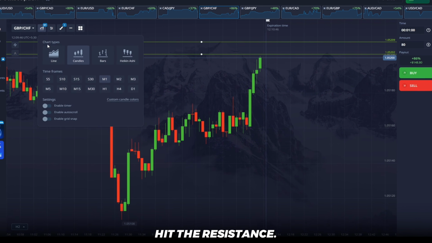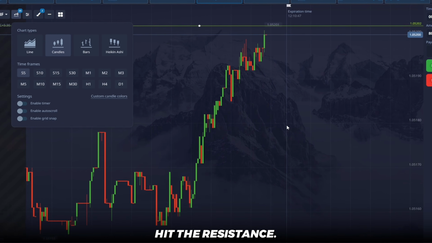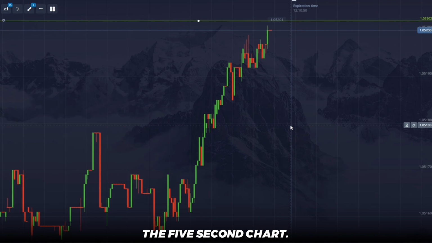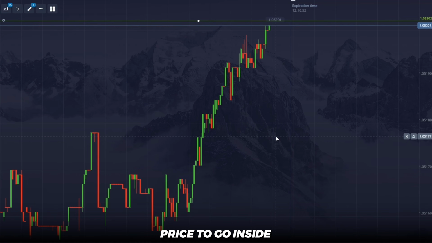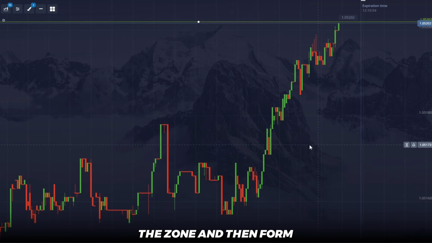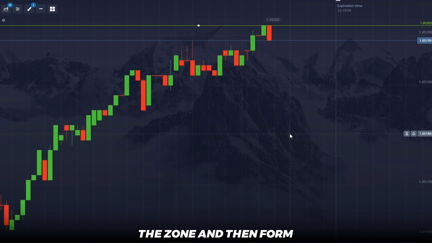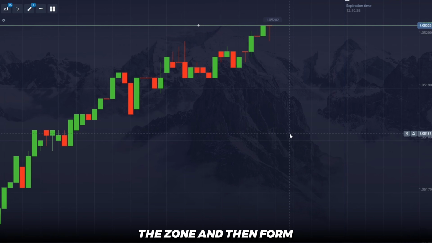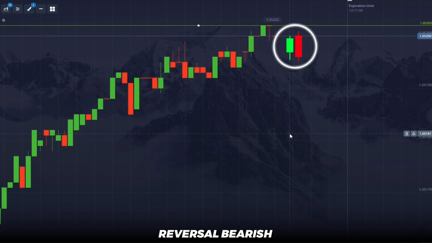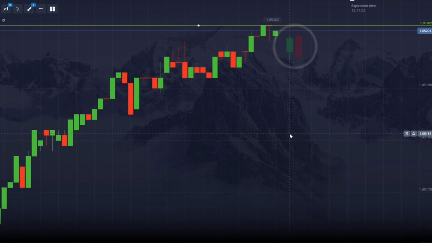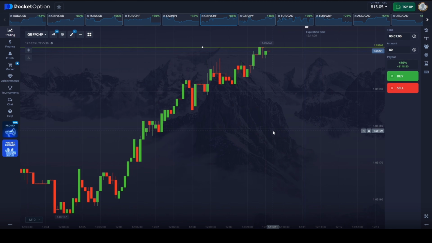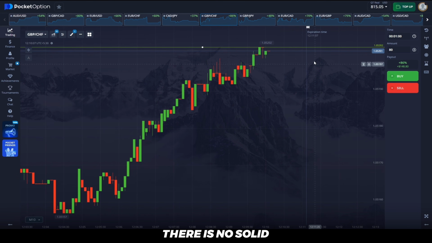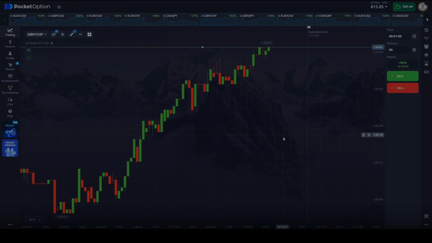Price is about to hit the resistance. I have switched to the 5-second chart. All I need is the price to go inside the zone and then form a bearish reversal pattern. There is no solid reversal pattern till now.